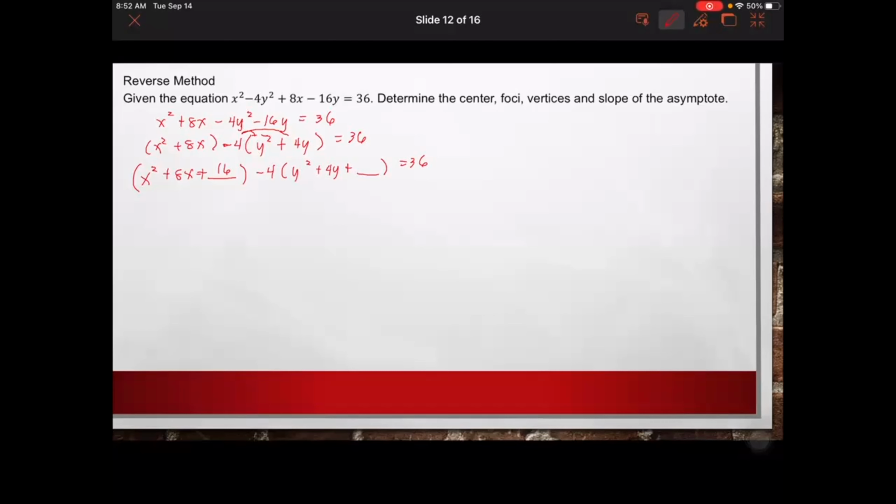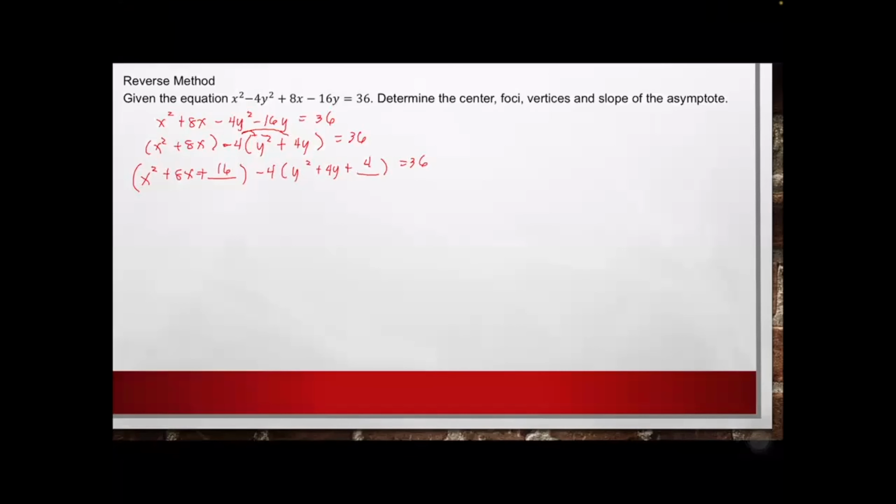4 po. This will be 4 kasi kalahati ng 4 ay 2. 2 squared ay 4. Then, we're going to add 16 here. Then, minus 4 times 4. Bakit walang kasama yung 16? Kasi wala naman tayong inilabas na number doon sa may x. That's why you just have 36 plus 16 minus 4 times 4 lang.